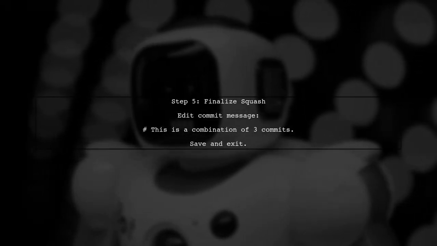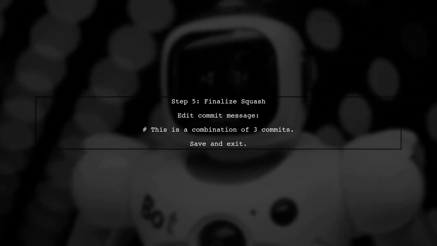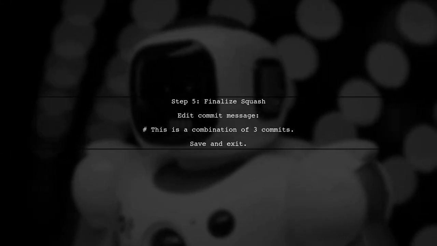Finally, Git will prompt you to edit the commit message for the squashed commit. You can combine messages or write a new one. After saving, your commits will be squashed.